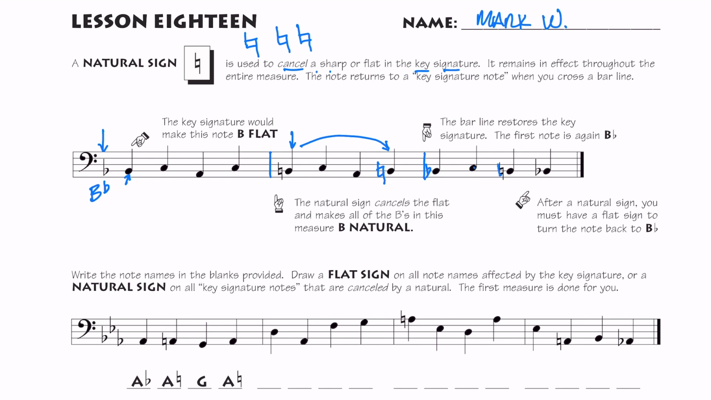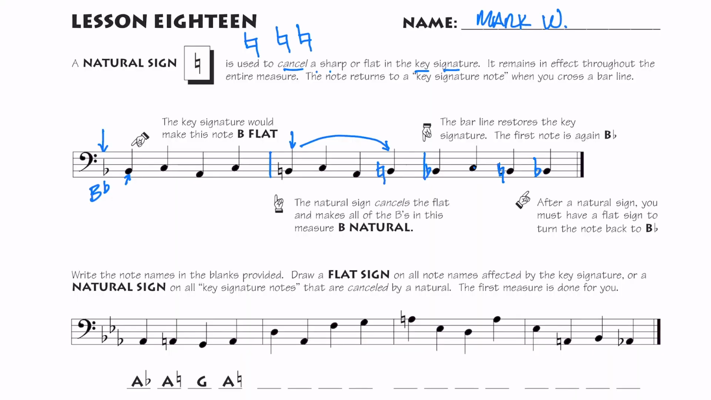If I've got a natural sign, and I want a B flat again, I have to draw a flat sign. So it's just kind of like a caps lock key on your keyboard. If I hit the caps lock key and I'm typing, everything is going to be in uppercase until I turn it off. The only way to turn off a natural sign or an accidental is with a bar line, okay, or to do it manually.